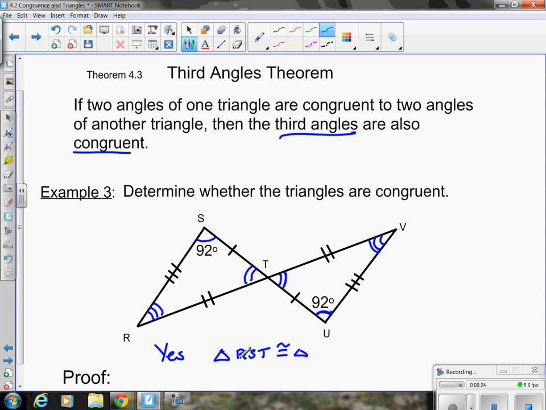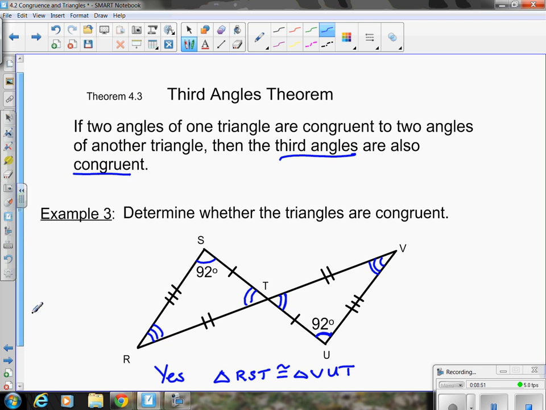So now R corresponded to the one with the third angle. So R corresponded with V. S corresponded with U. Try to make sure you make your U's and V's different. And T corresponded with itself, right? So I get that congruent statement. Okay.